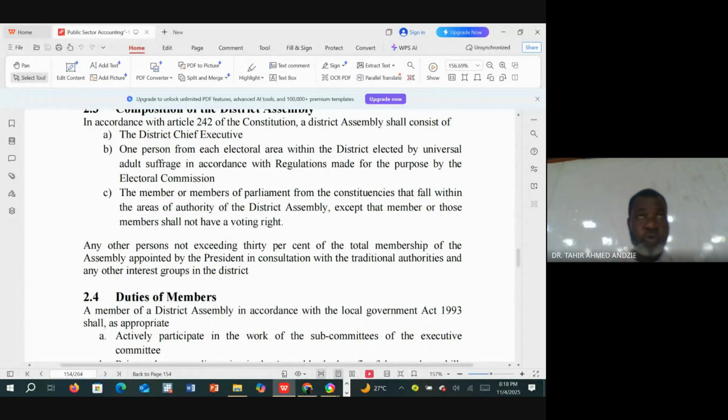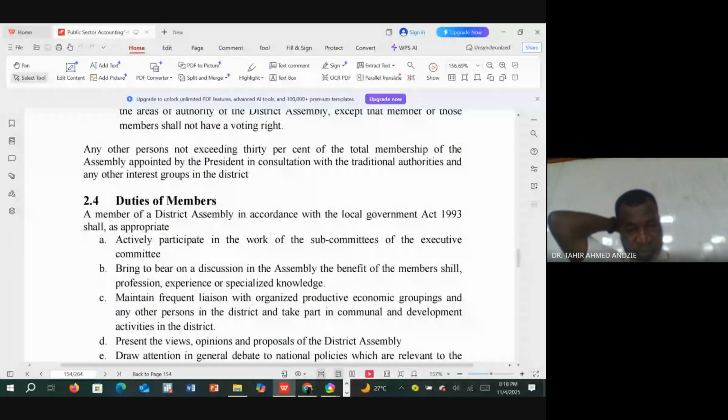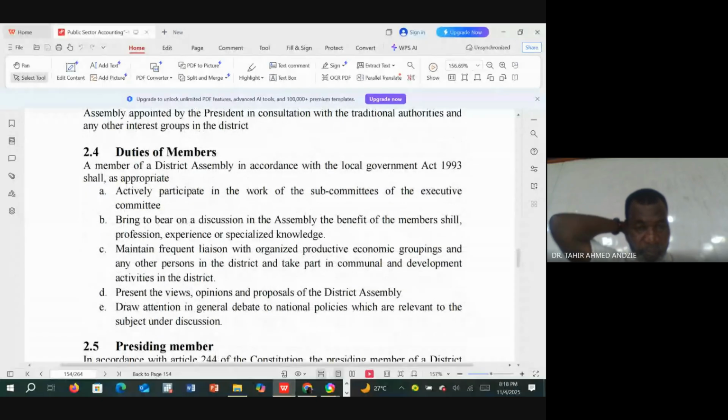Apart from the assembly members, we also have the appointed assembly members. Appointed assembly members form not less than 30% of the total assembly members in the district, right? So we have elected assembly members and appointed assembly members in the district assembly. Take note of that. So the duties of the members of the district assembly, whether you are appointed or elected, in accordance with the Local Government Act 1993, shall, as appropriate, actively participate in the work of the subcommittees of the executive committee.